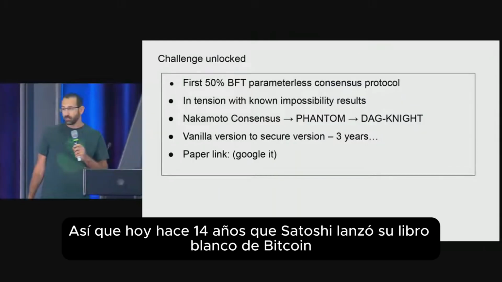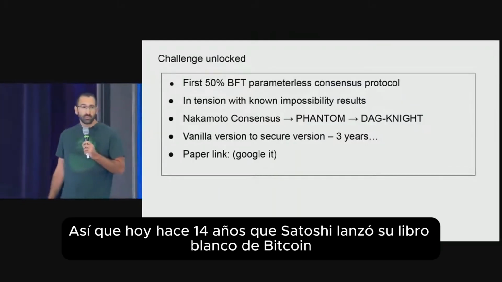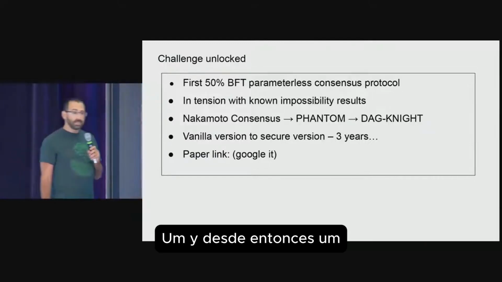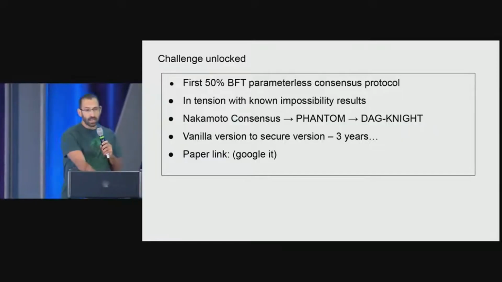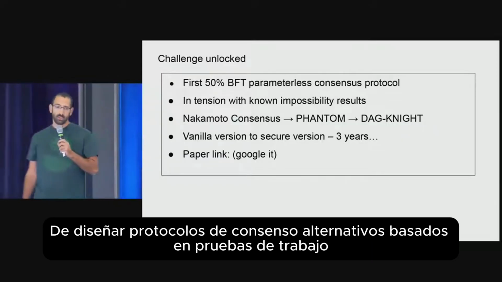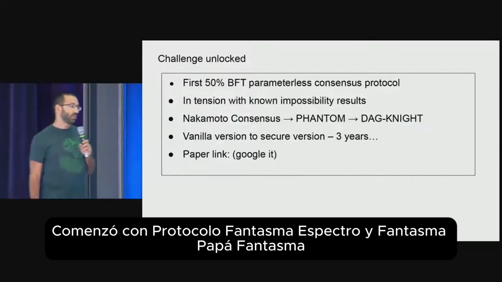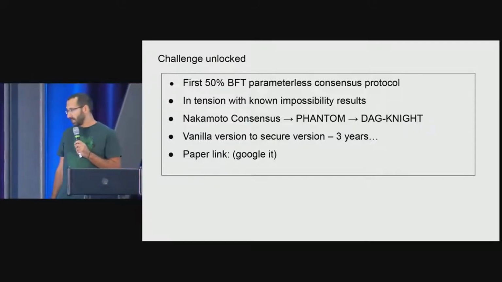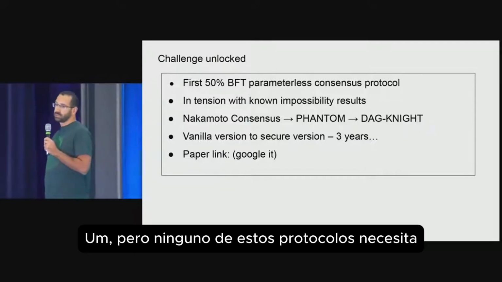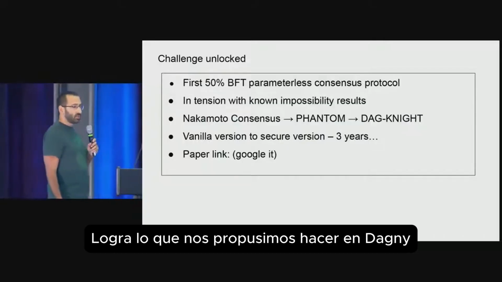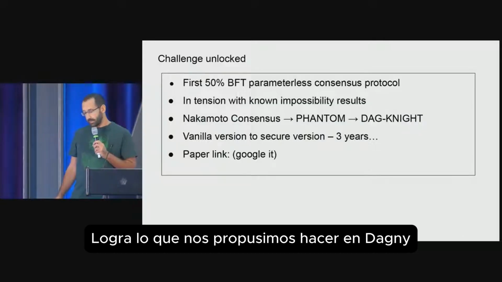So 14 years ago today, Satoshi released his Bitcoin white paper. And since then, I developed the hobby of devising alternative consensus protocols based on proof of work. It started with Ghost Protocol, Spectre, and Phantom Ghost DAG. But none of these protocols, nor any other consensus protocol, achieves what we set out to do in DAG.